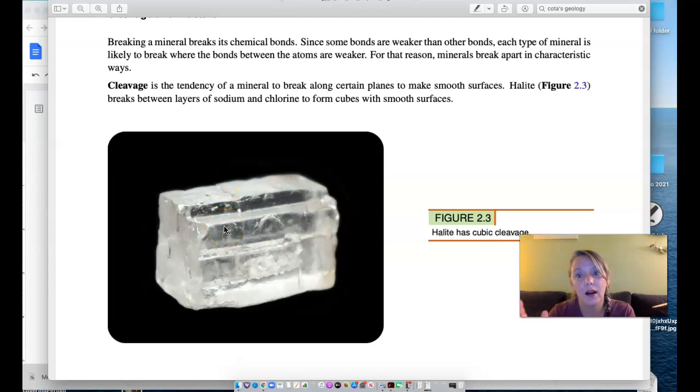The other option is called fracture. Quartz does not have that alignment of atoms. So if I took a hammer and smashed a piece of quartz, it's going to break off in random chunks.